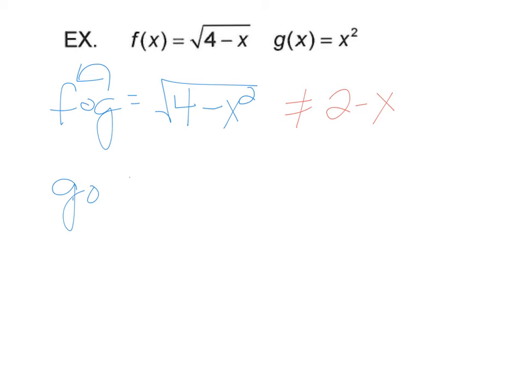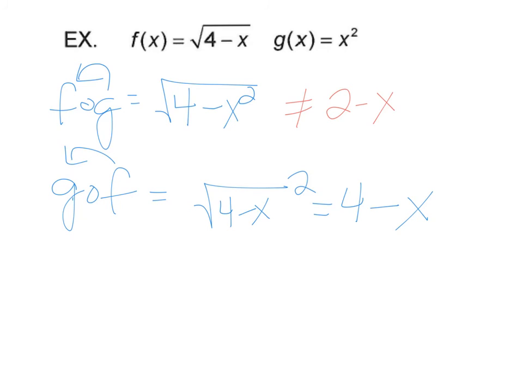And then we have g of f. F plugs into g. So where the x is, I replace it with 4 minus x, and then it's all still squared. Now that squared and square root will cancel each other out, and you're left with 4 minus x.